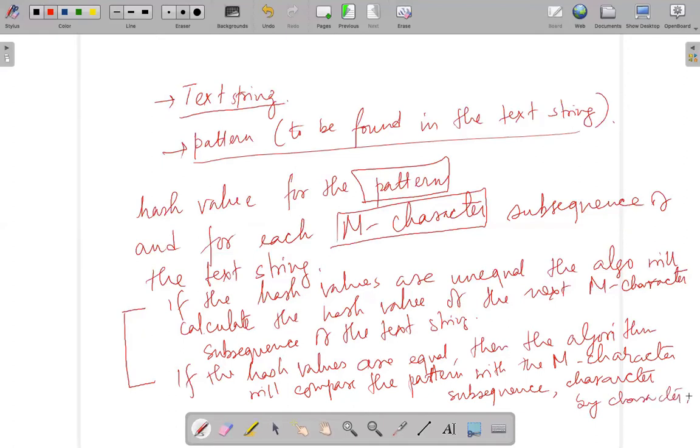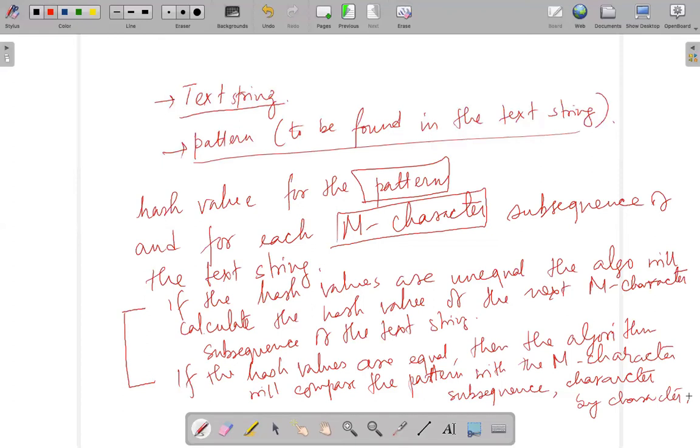Okay, so there are two parts in the algorithm. First part is you compute a hash value for the pattern and you compute a hash value of an m character subsequence of the string. And then if the two hash values are unequal, then you slide one character. This is also sometimes called the sliding window. So you slide one character and you take the next m characters, compute their hash, and compare it again with the hash value of the pattern, and you continue this.